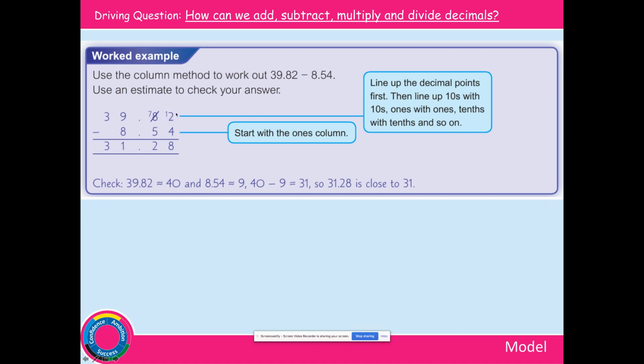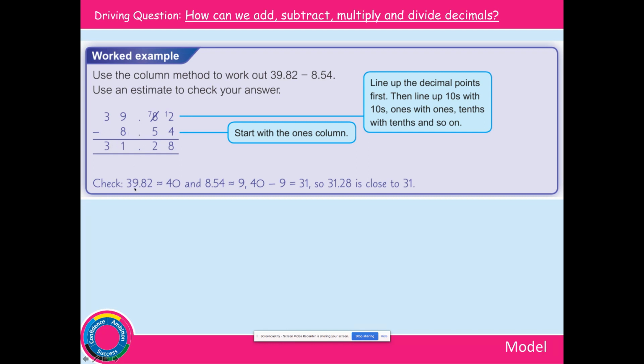So now we've got 12 subtract 4, which is 8. Here we've got 7 now, subtract 5, which is 2. 9 subtract 8 is 1, and 3, there's nothing here, so it remains 3.